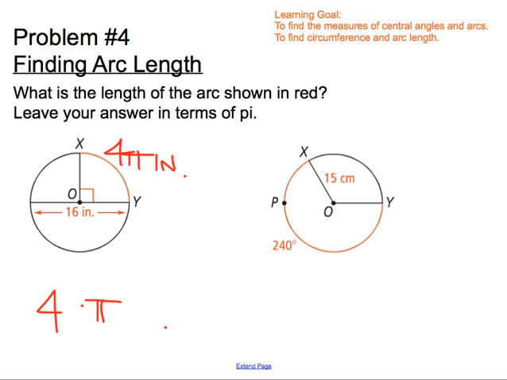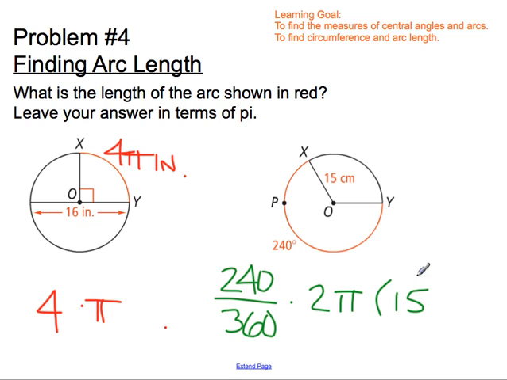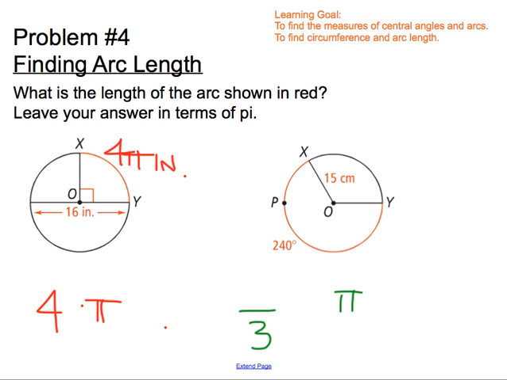For the second arc length, we're going to take the 240 degrees, divide that by 360. We're going to multiply that by the circumference of the circle. In this case, we're given a radius, so I'm going to use 2 times pi times the given radius, which is 15. 240 over 360 is the same thing as 2/3. 2 times 2 times 15 gives me 60. And 60 divided by 3 gives me 20. So this arc length is 20 pi centimeters.